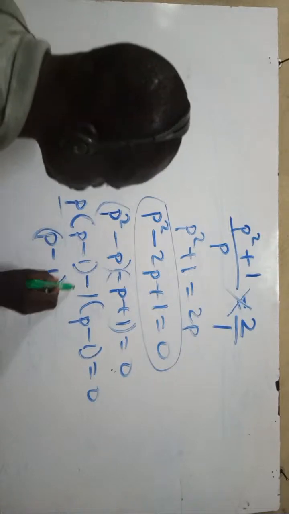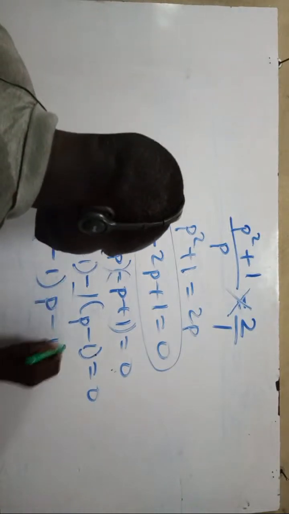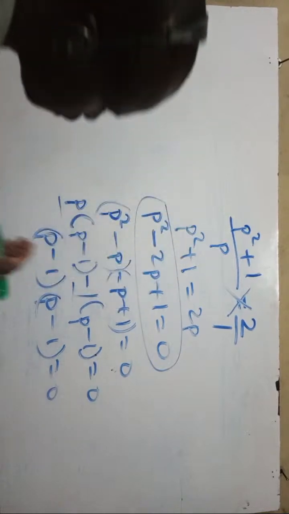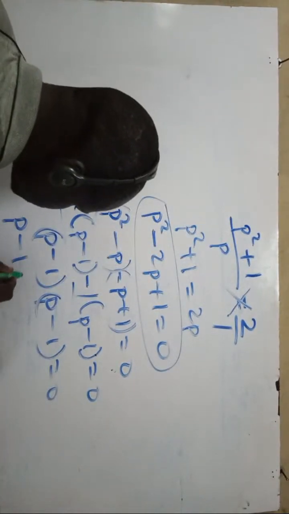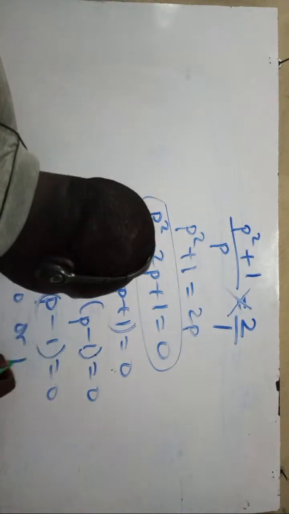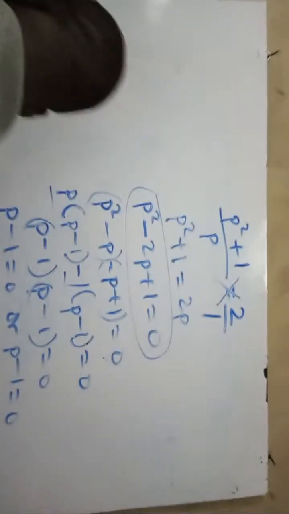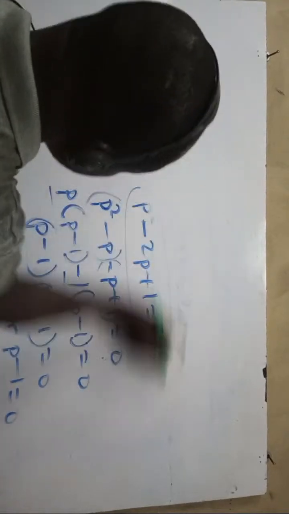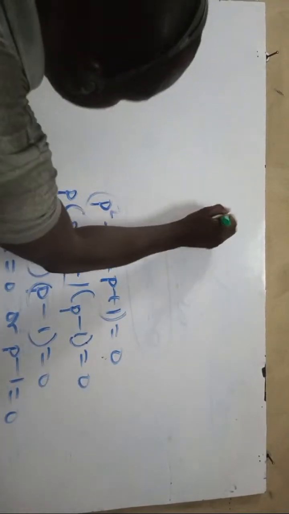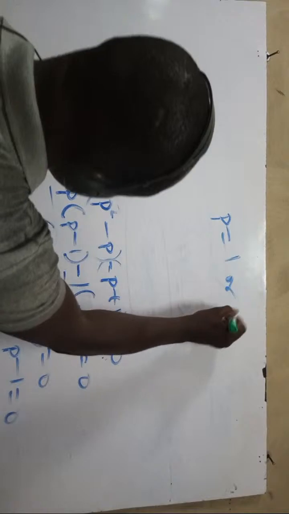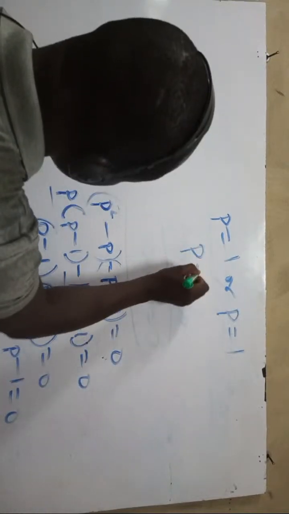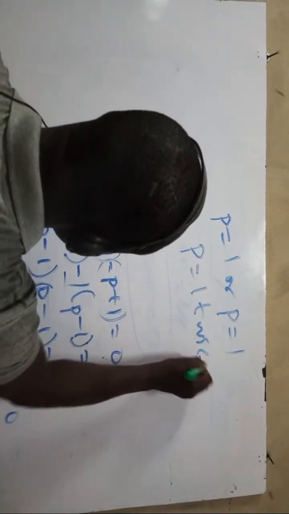Then you now group these two together. In this case also we have p minus 1 equal to 0. Then we have two factors equal to 0. So that simply means that it's either the first factor equal to 0 or the second one, p minus 1 equal to 0. So if p minus 1 is equal to 0, then p is equal to 1. So in this case now, p is equal to 1 twice. So the two roots of the equation are 1.